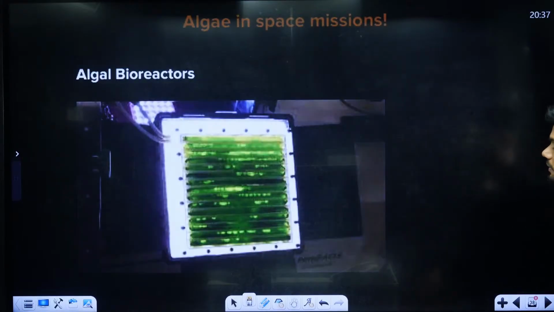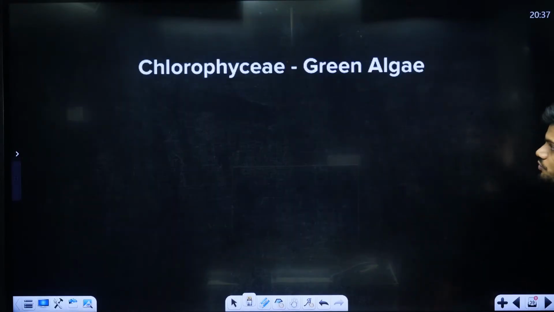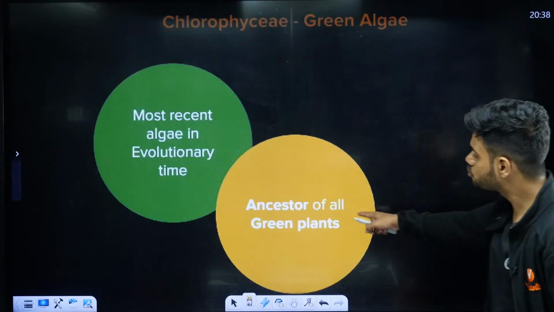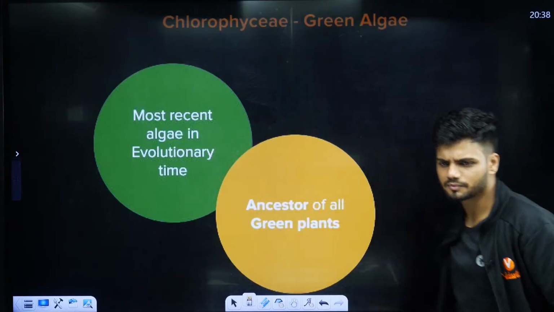Chlorella, students. They can be used in algal bioreactors. They can use, students, green algae. Okay, they are ancestors to organisms, most recent algae. Okay, students.